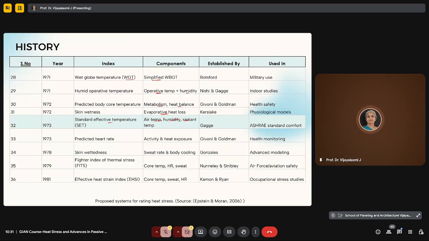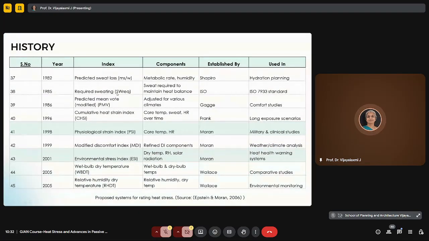Predicted heart rate is used for health monitoring. Skin wettedness uses sweat rate and body cooling. And fighter index of thermal stress uses core temperature, heart rate, and sweat. Whereas effective heat strain index uses core temperature, sweat, and heart rate and is used for occupational stress studies.